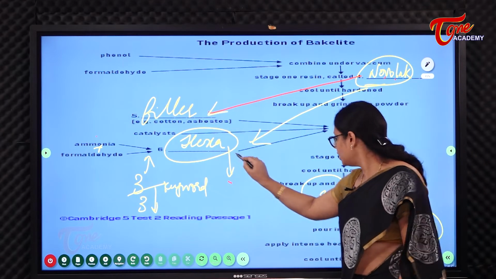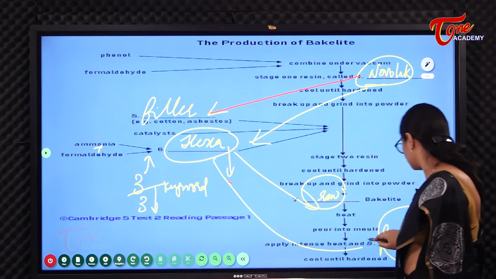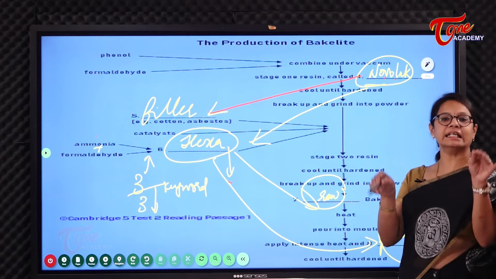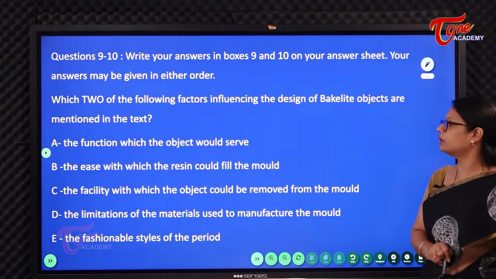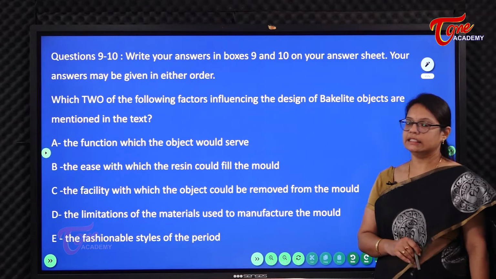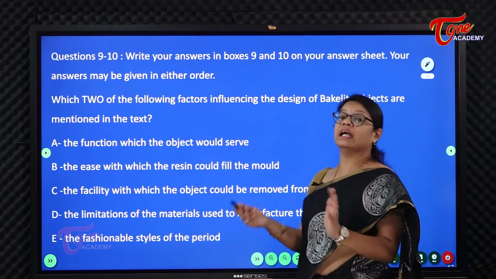You go to hexa, you will find raw bakelite, you will also find heat and pressure. So that is the technique that one has to employ in order to be able to answer the questions without any delay. Now moving on to the next type of questions.